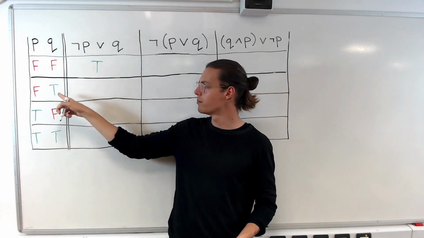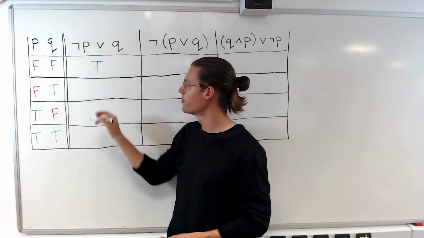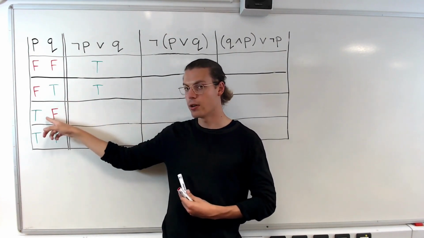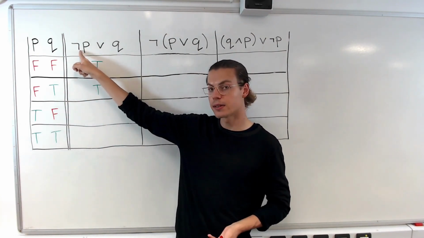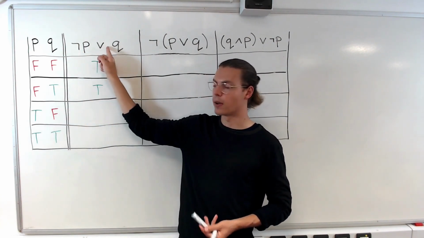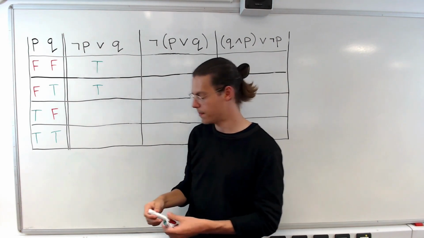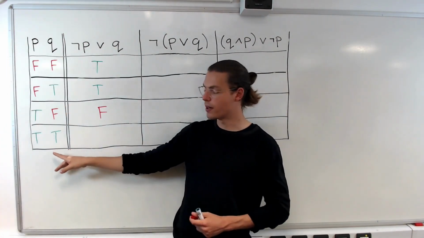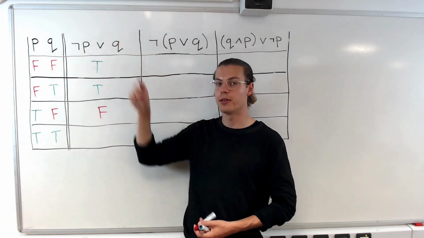In our second row, Q is true, so not P or Q is true. In our third row, P is true, so not P is false, and Q is false, so we have false or false, giving us false. And in our last row, Q is true, and so not P or Q will be true.